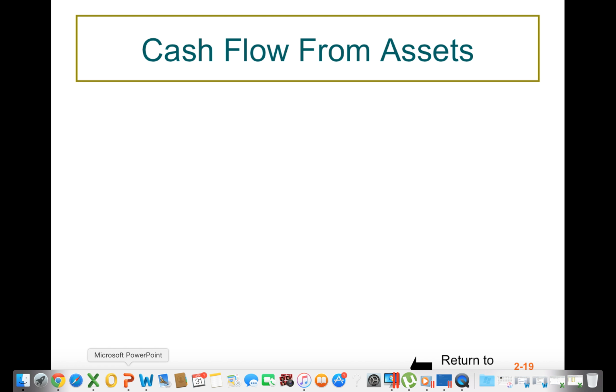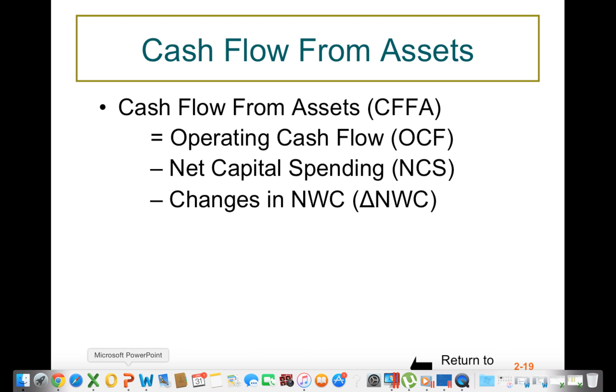This formula right here, for example, each of these elements has its own formula. For example, operating cash flow. Operating cash flow equals EBIT, which is your earnings before interest and taxes, plus depreciation, less taxes. Net capital spending is your ending fixed assets less your beginning fixed assets plus depreciation. And then your change in net working capital is your ending net working capital. What does that mean? Well, your current assets less current liabilities, less your beginning net working capital. Again, current assets and current liabilities at that point.